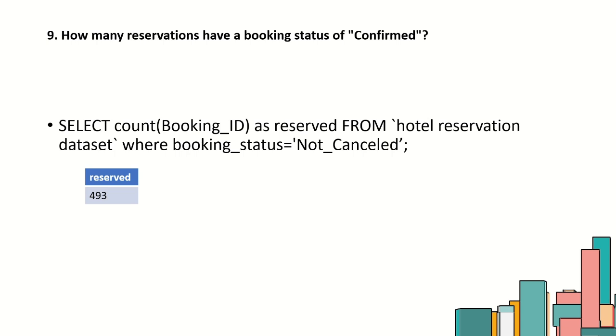Let's look at this question. How many reservations have a booking status of confirmed? So here simply what I can do is I have used count function on booking ID from the data set, and then in where clause I have used booking status is not equal to not cancelled, so which will give that these are not cancelled, that is reserved booking status. So the output is 493.